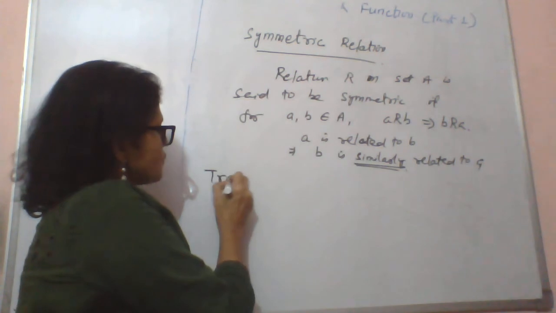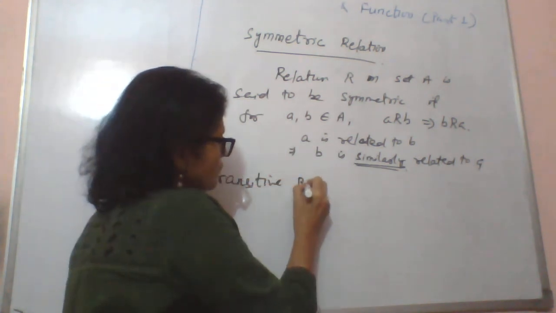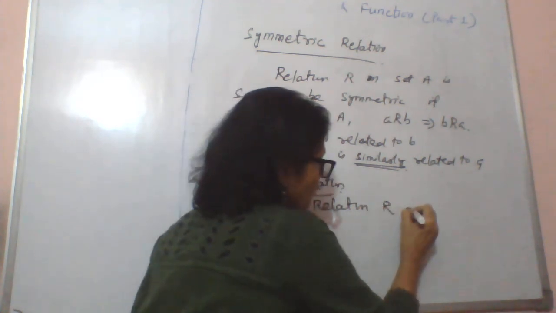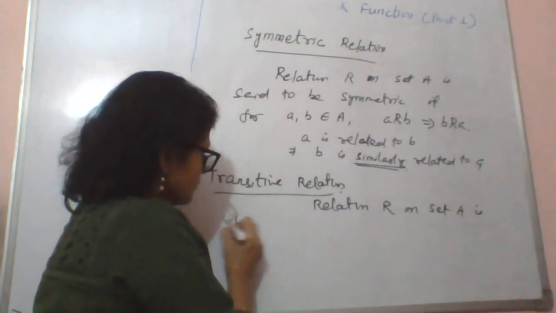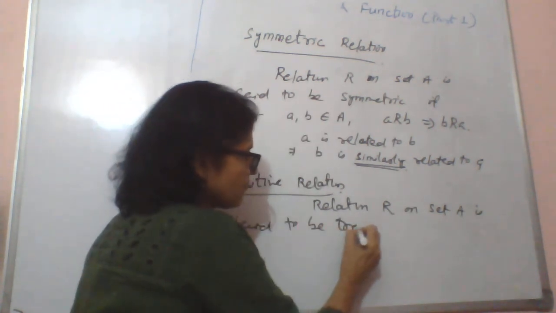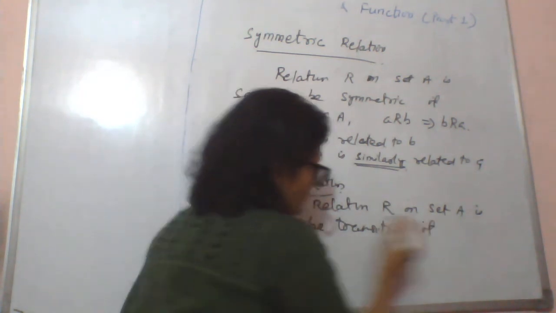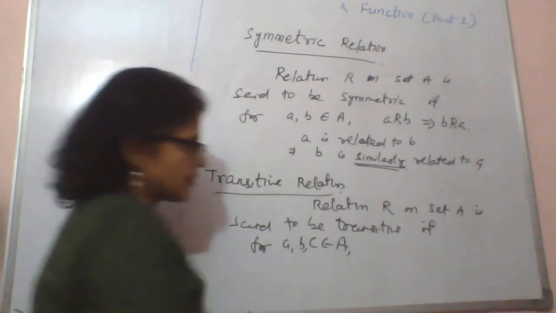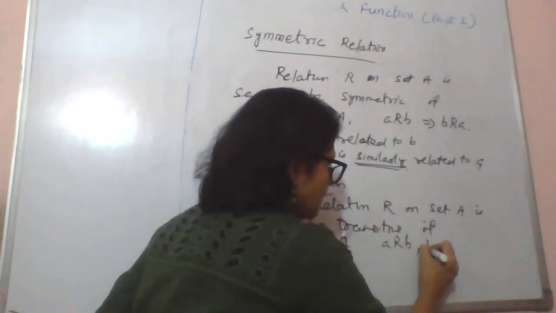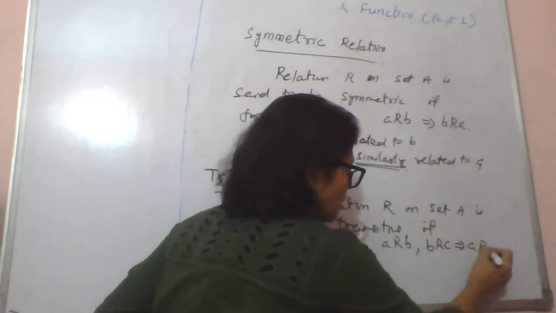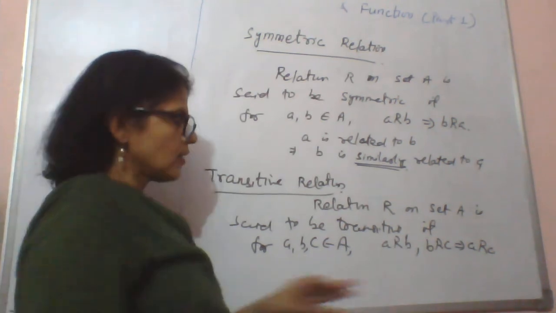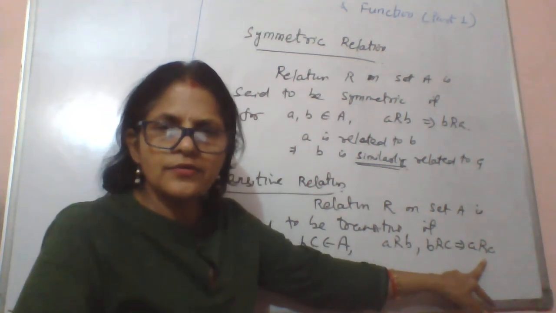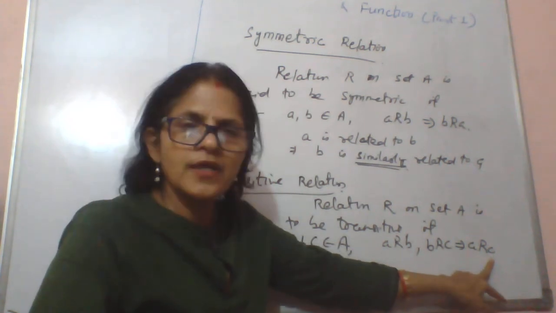Third one is transitive relation. The relation R on set A is said to be transitive if for A, B, C belonging to A, so here you observe, we are taking 3 elements, A R B, B R C implies A R C. It means A related to B, B related to C implies A is similarly related to C. So please note, A similarly related to C.